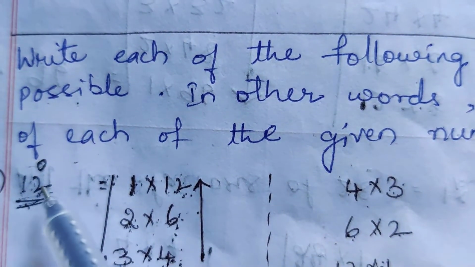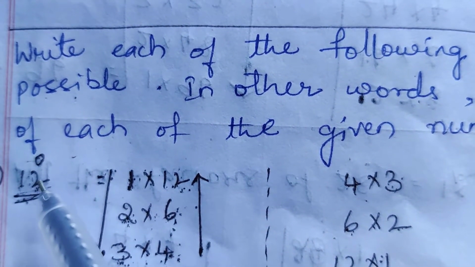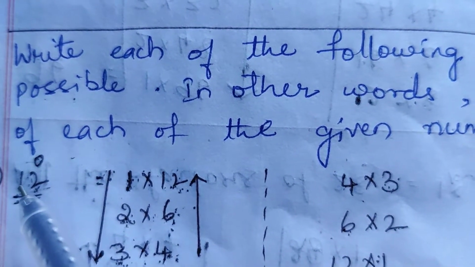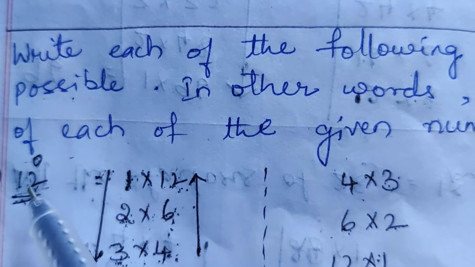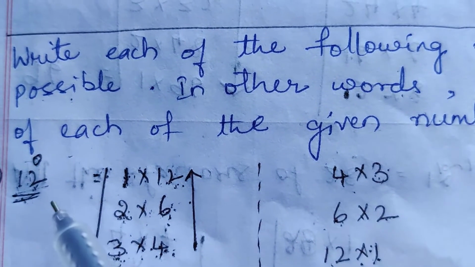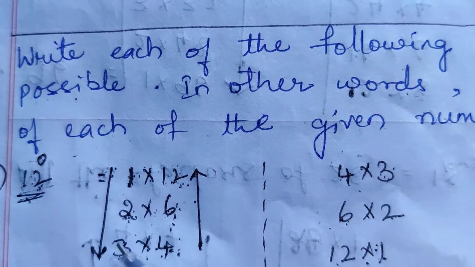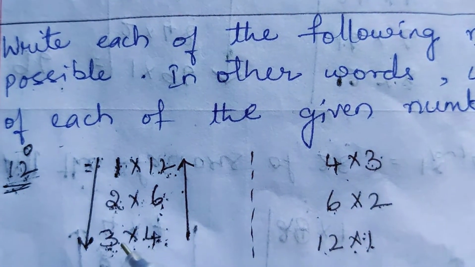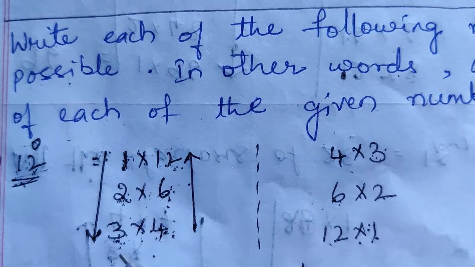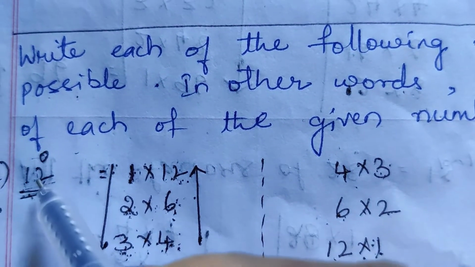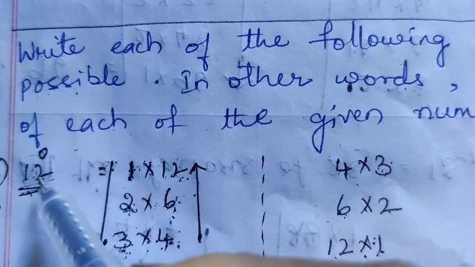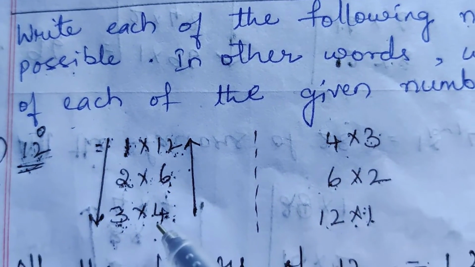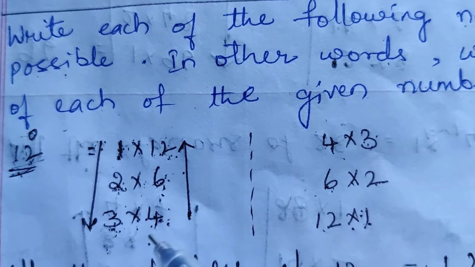Then come to the next table, that is 3. Do we get this 12 in the 3 table? How to check? The given digits should be added. So, 2 plus 1 is 3. 3 is divisible by 3. So, 3 fours are 12. Now the next table is 4. Do we get it in the 4 table? The last 2 digits we need to check. 12 comes in the 4 table. So we know that 4 threes are 12.